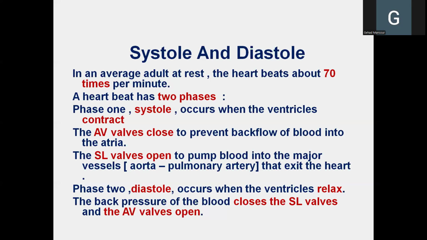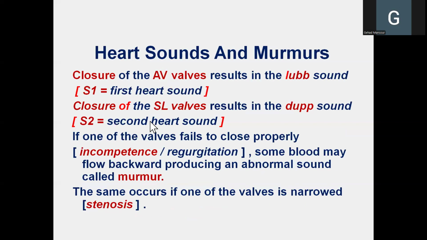During systole of the ventricles, the atrioventricular valves are closed and the semilunar valves are open to allow passage of blood from the ventricles to the large arteries. During diastole, on the other hand, the semilunar valves should be closed to prevent regurgitation, and the atrioventricular valves are open to allow passage from the atria to the ventricles.